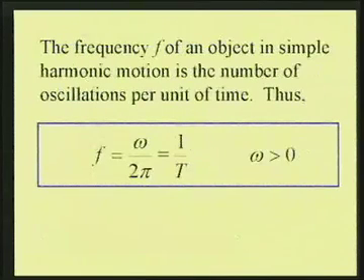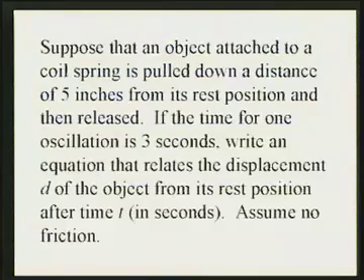One last word we need to define is the frequency. The frequency f of an object in simple harmonic motion is the number of oscillations per unit of time. Thus, the frequency is nothing more than the reciprocal of the period, that is, omega over 2 pi.